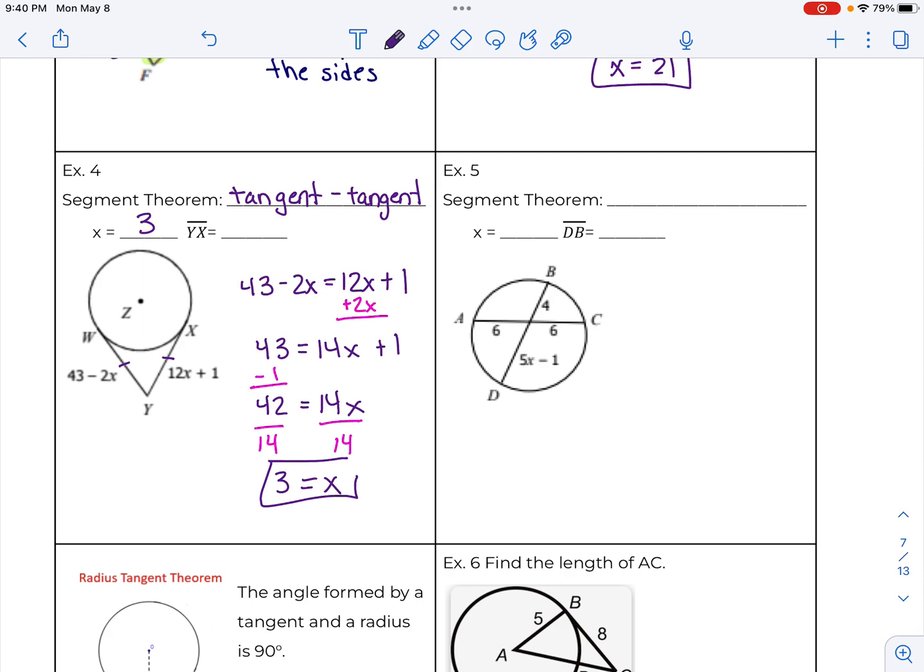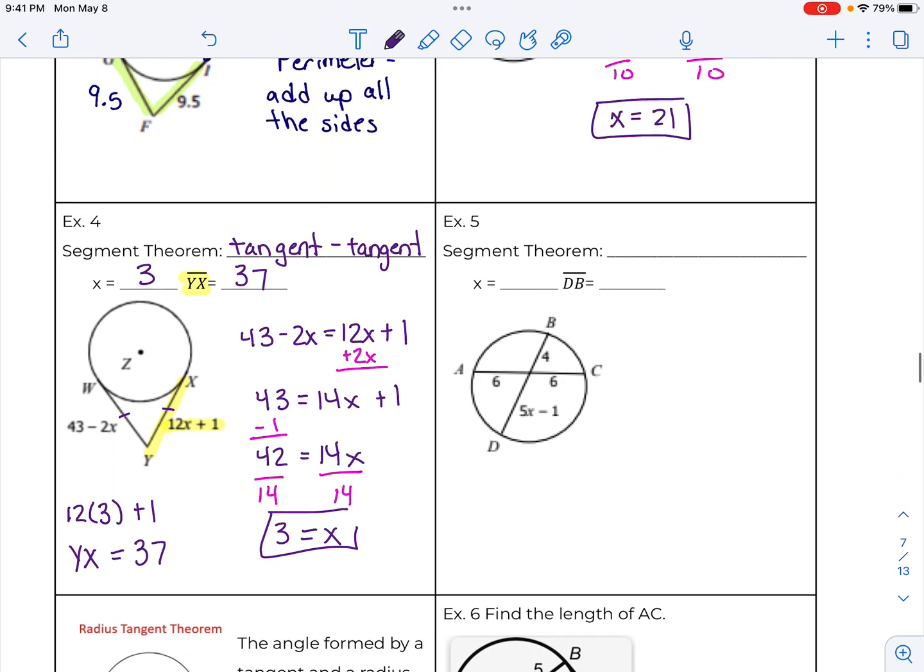This one asks us to go one step further though. This one says we want to find yx. So in this picture, yx is this one. So we want to plug it into that. So 12 times 3 plus 1. So yx equals, that's 36, so 37. So once you find x, you just had to plug it back in. This is just like the one above it. This is called chord.